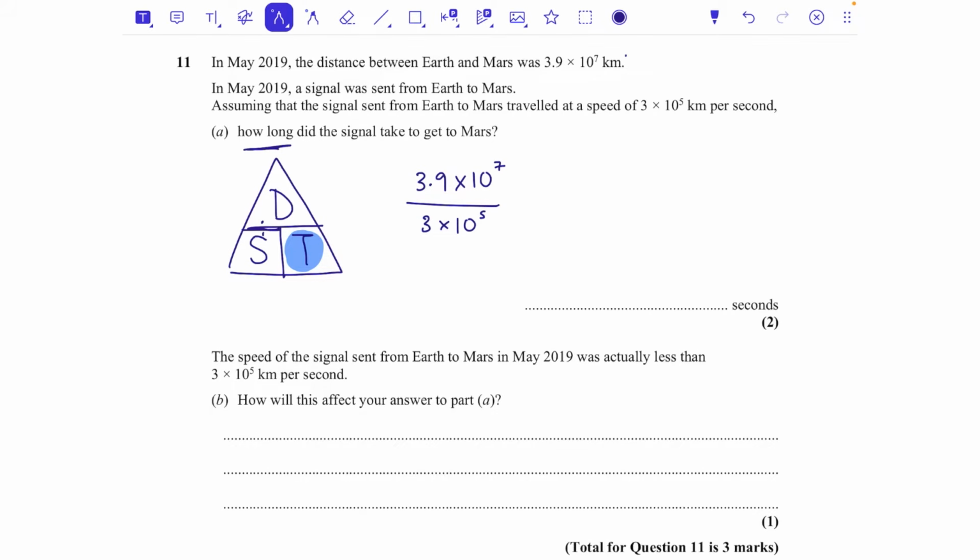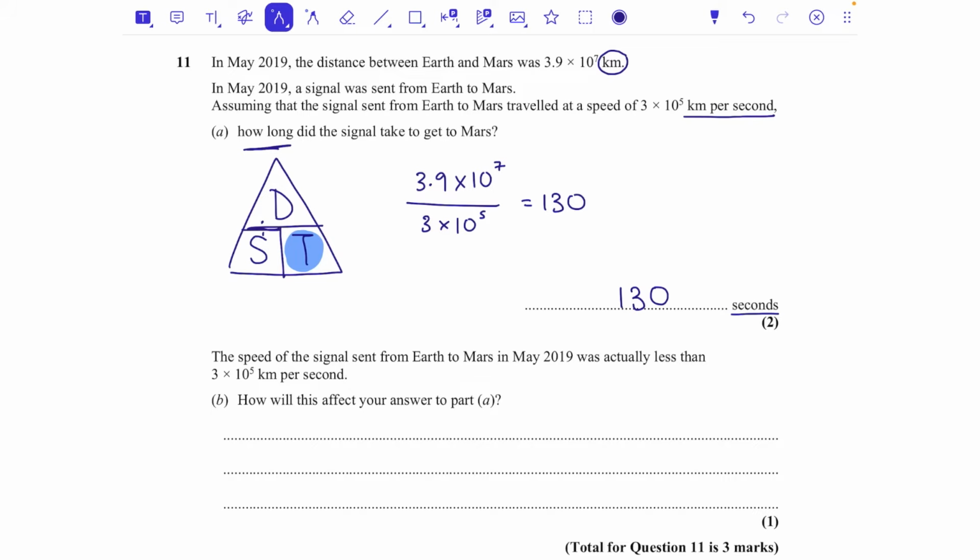Always check your units. The distance is in kilometres, the speed is in kilometres per second, and our answer is in seconds. So I'm happy that all those units match up. I'm just going to use my calculator. I'm going to use the fraction button, 3.9 times 10 to the power of 7 on the top, and 3 times 10 to the 5 on the bottom. And that gives me 130. So that's going to be 130 seconds. Nothing to convert there. We were all in the same units, all good.